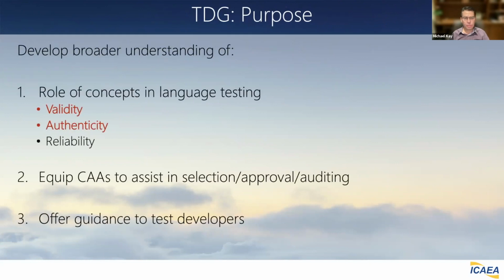So in terms of the ELPR, the TDGs, their main function is to basically increase an awareness of these key concepts. And I won't go into it here, but validity in language testing, authenticity, a little bit around reliability. And that's, I guess, complex fields for CAAs, but just increase their awareness of the role of these when they're selecting and approving tests. And an outcome also of the TDGs is to offer guidance to test developers if they're willing to listen.